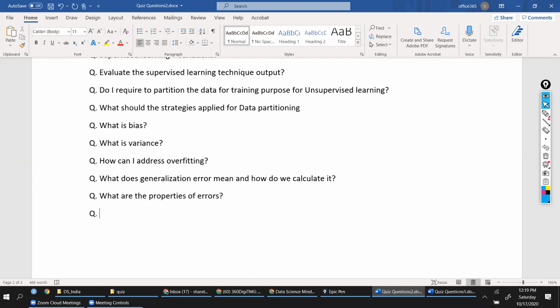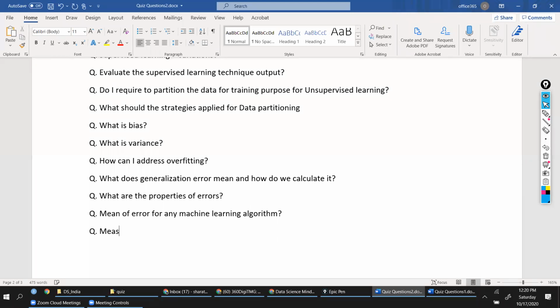Another property of error, a very important property of error, is that the sum or mean of error for any machine learning algorithm will be equal to 0. Only then we call it an unbiased technique. Only then we call it an unbiased method.